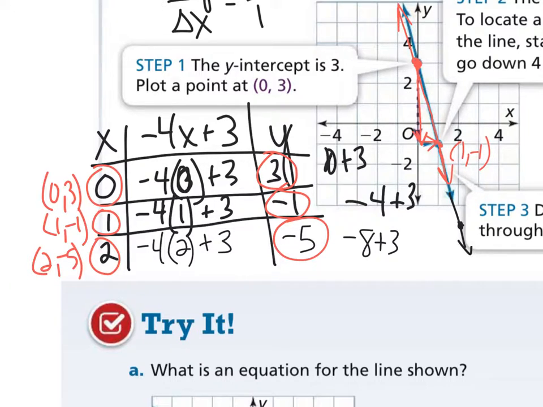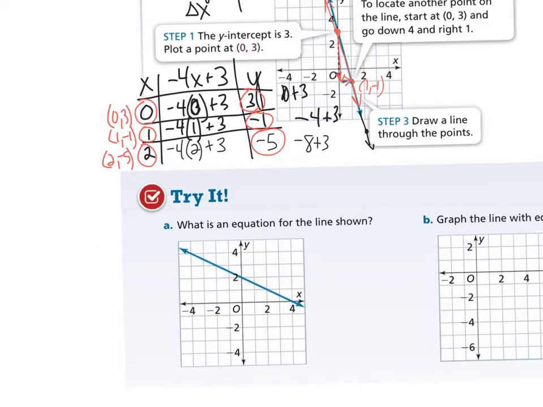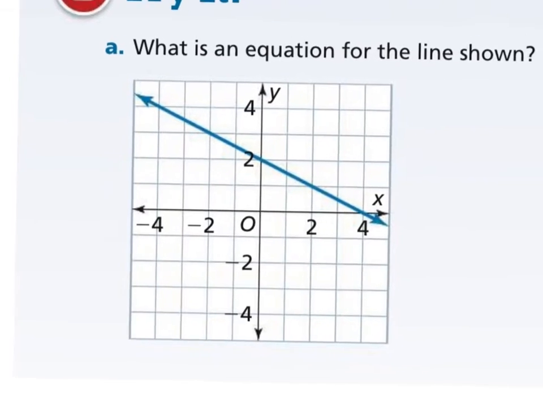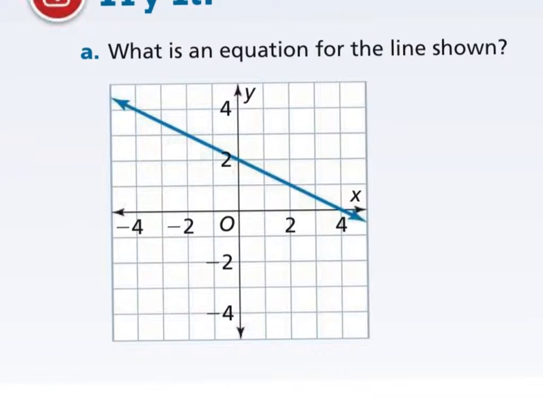So the try it asks on part A, what is an equation for the line shown? This is more of stuff that we were doing at the beginning of the lesson. Find the equation, so we have to know two things. We have to know what the slope is, and we have to know what the y-intercept is. One of the easier things for us to do, probably starting out, would be to look for the y-intercept. That's where it hits the y-axis. So our y-intercept here would be 2.